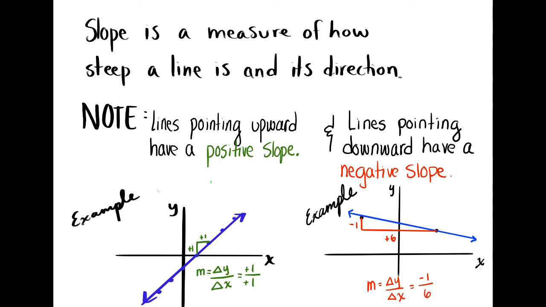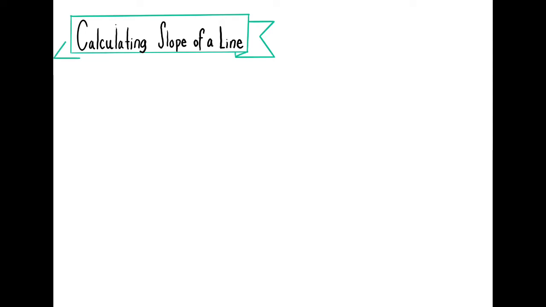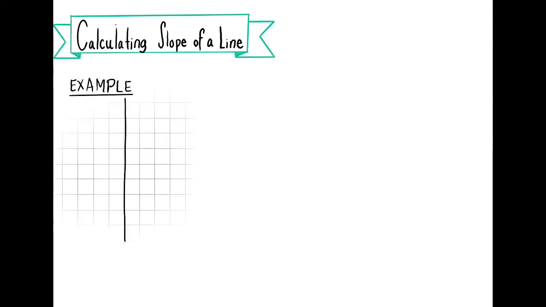To calculate the slope, it's just like those previous examples. There are two steps, and you have to be super careful that you do change in y over change in x. Go ahead and draw this example. You can choose any 2 points that you want on the line, as long as they are whole number points on the line. Don't choose decimals.